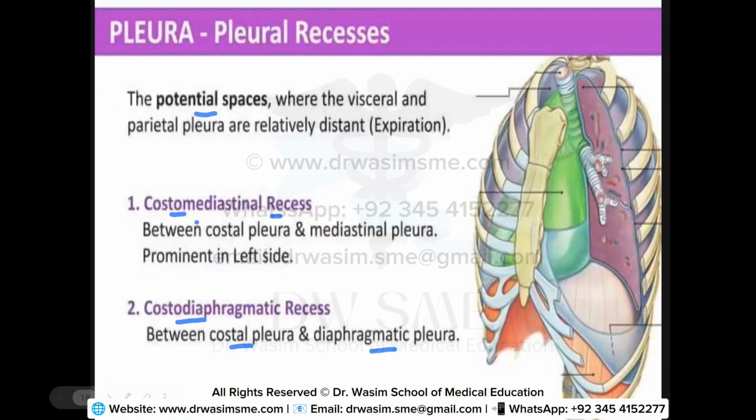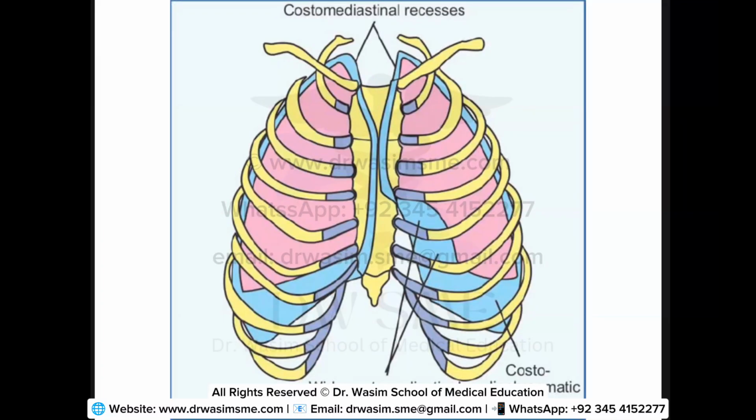And then we have the costomediastinal recess. It is present between the costal as well as the mediastinal pleura, so it is going to be present on this side. This is going to be the mediastinal surface, that is this, and this is going to be the costal. There's an important concept that it widens on the left side more prominently as compared to the right side.